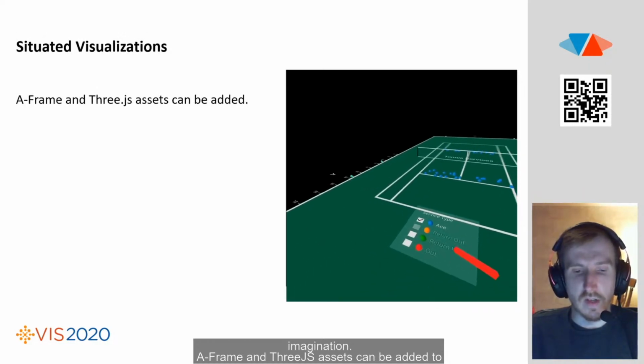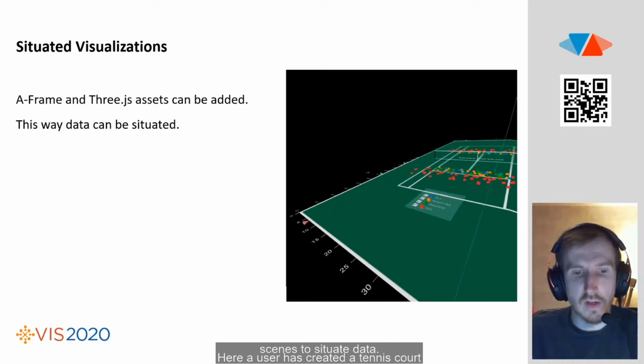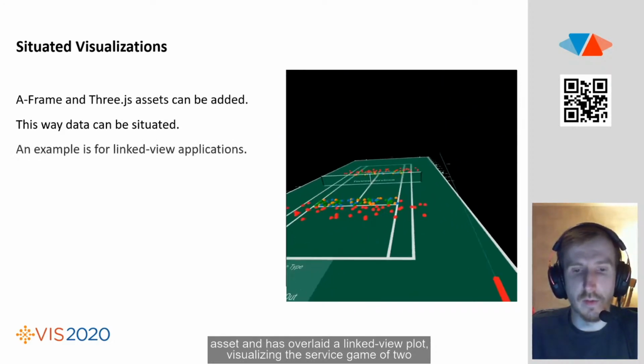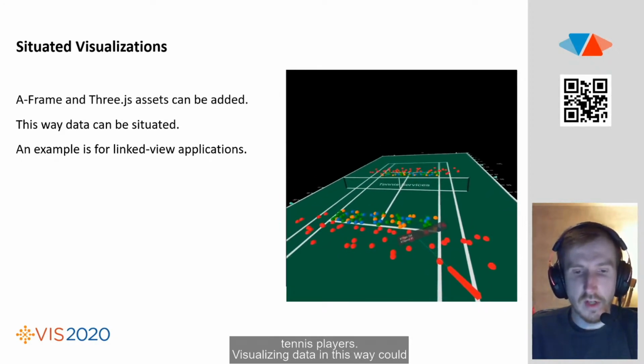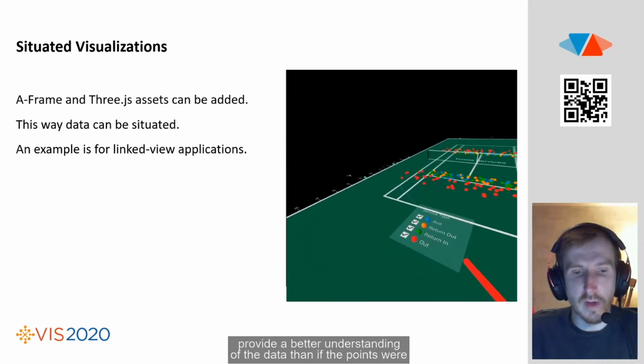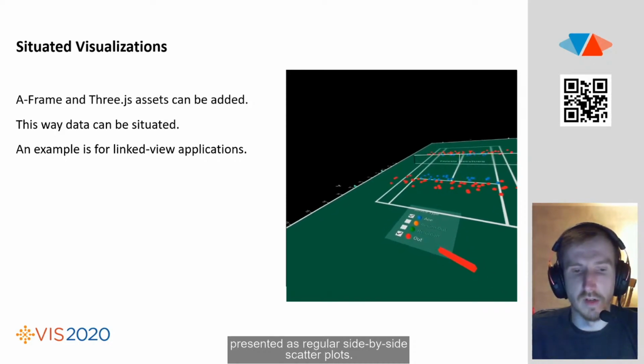A-Frame and Three.js assets can be added to scenes to situate data. Here, a user has created a tennis court asset and has overlaid a linked view plot visualizing the service game of 2 tennis players. Visualizing data in this way could provide a better understanding of the data than if the points were presented as regular side-by-side scatter plots.